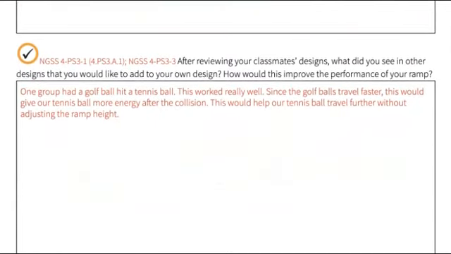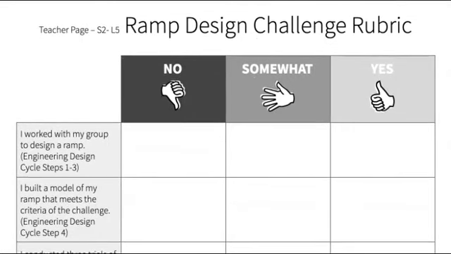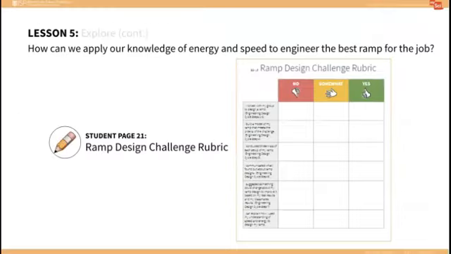They should also refer to the project rubric on student page 21. Guidance can be found in the teacher pages. After the appropriate testing time, each team should present their design to the class or have groups move around the room in a gallery walk to see each other's designs. Once each group has shared their design, have students record the strengths in other groups' designs that they would like to incorporate in their own. Students should evaluate themselves and their peers based on the Ramp Design Challenge rubric.